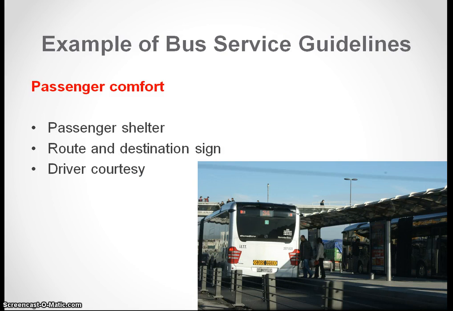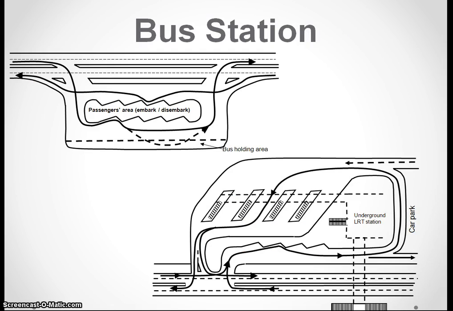And passenger comfort, passenger shelter like this, unit passenger shelter, especially for a tropical country like Malaysia. Route and destination signs, so people will not get lost. Driver courtesy. This is an example of a bus terminal or bus stop. This is the major road, so the bus can stop here and then go again, and from this direction, stop here, load and unload passengers and go again. Or alternatively, the bus can stop here for a while.